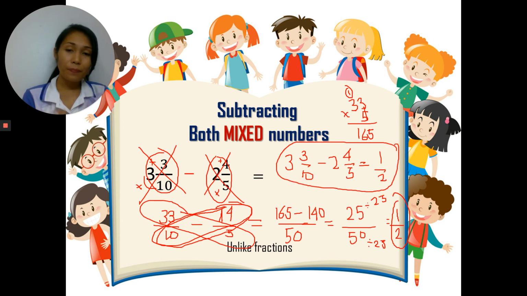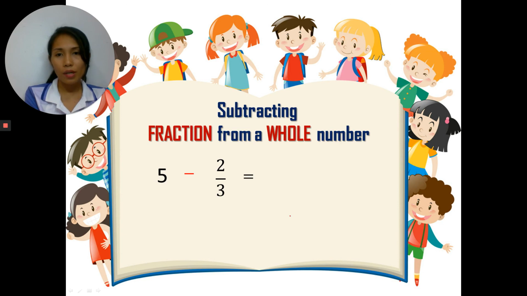Easy, right? Okay, now let's try subtracting fractions from a whole number. When you subtract a fraction from a whole number, remember the whole number's denominator is always 1. Now that we got the 1 as a denominator, we can proceed with the same process that we're doing: cross multiplication, finding the LCD, or one more. The easiest one is cross multiplication.